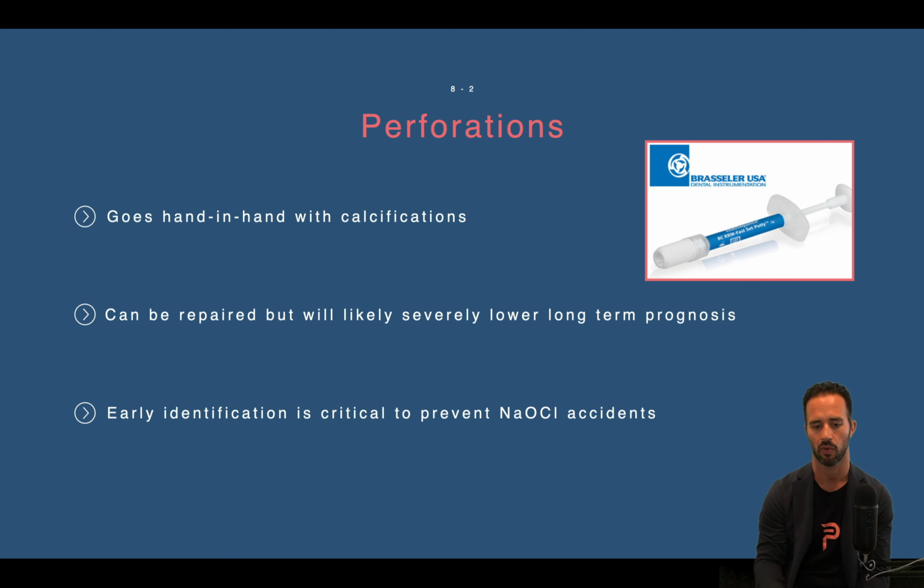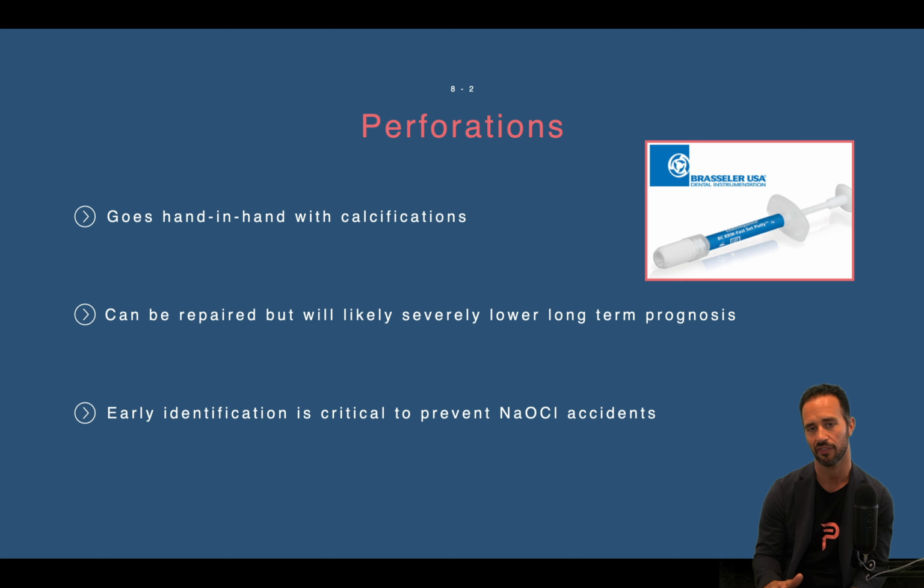a moist paper point. Early identification of these perforations is critical because what you don't want to do, trust me, I know this from experience, is confuse a perforation site with what you think is just vital pulp tissue that's bleeding. Because what can happen is you're going to irrigate that site with sodium hypochlorite in an attempt to stop so much of the bleeding, not realizing that you're actually putting sodium hypochlorite into the soft tissues and thus setting yourself up for a sodium hypochlorite accident, which we'll discuss shortly.